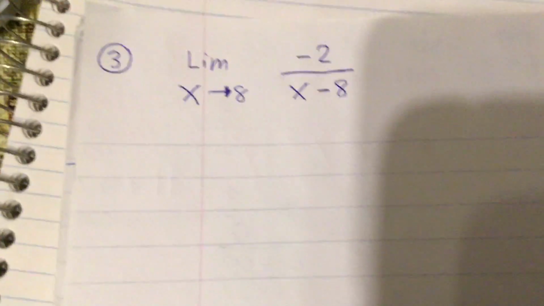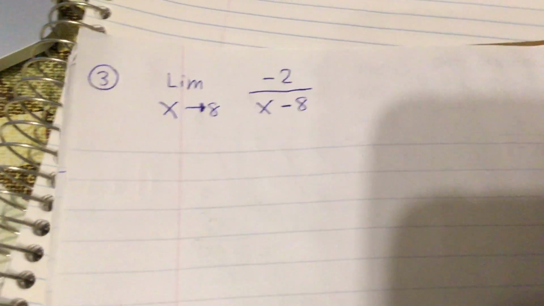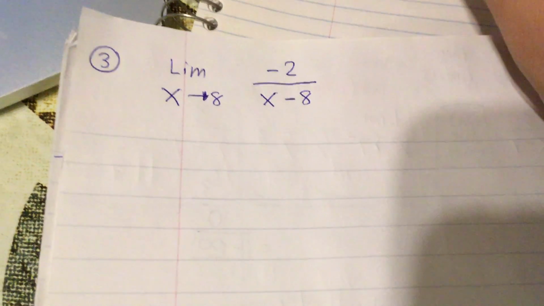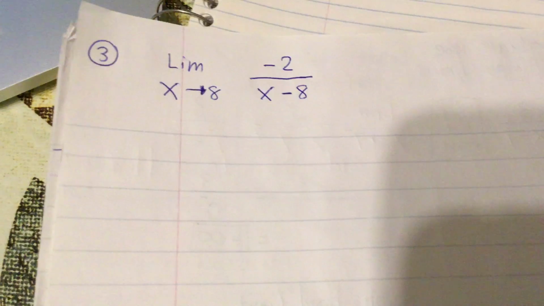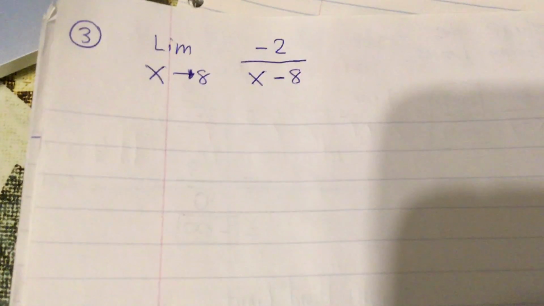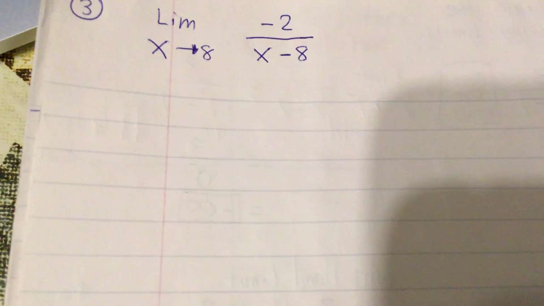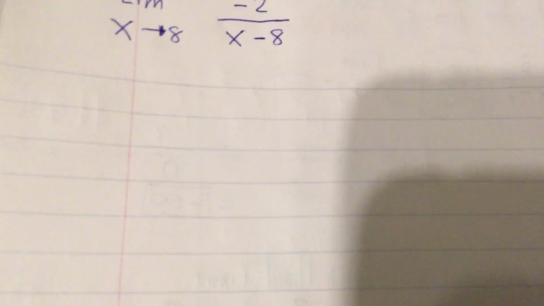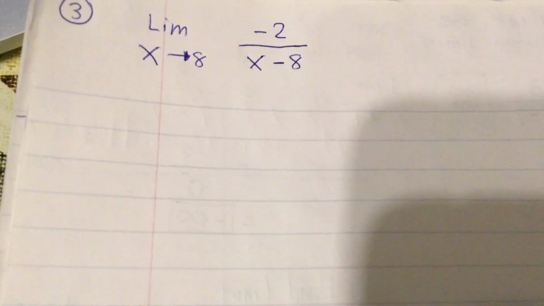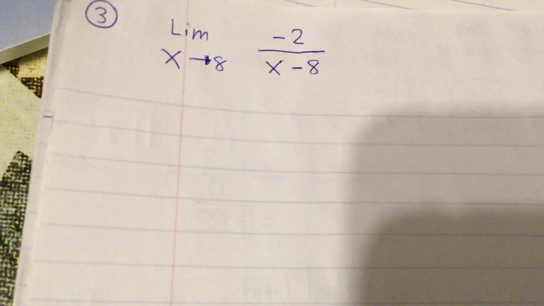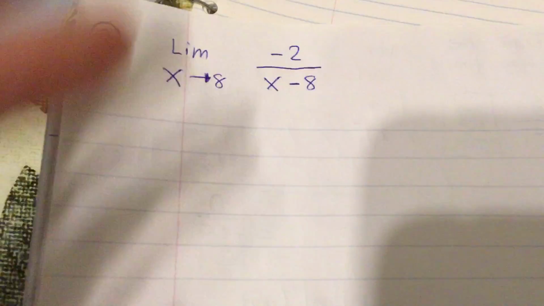All right, number 3. Let's do this one. The limit as x approaches 8 of negative 2 over x minus 8. This one's a little bit different. All right, I'm just going to type it up so that we can graph it later on. Sorry about that. All right, let's do it.